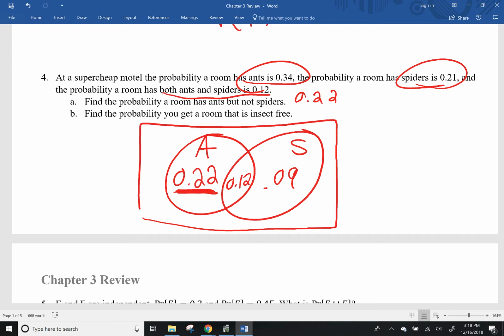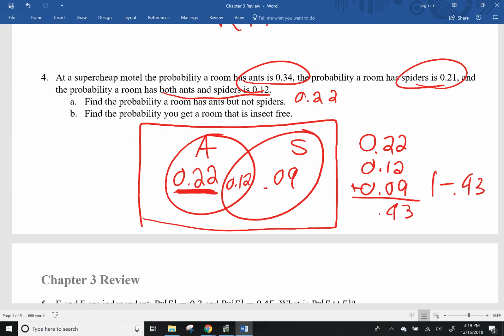The circles are, of course, the rooms with insects. Remember, probability all adds up to 1, so how much probability is not accounted for yet? 0.22 is just ants, 0.12 is ants and spiders, and 0.09 is just spiders. So this is the probability of all the insect-infected rooms, which I believe comes out to 0.43. So take 1 minus 0.43. We have our answer, the probability we get a room that doesn't have any insects in it, which should be 0.57. So 0.57 will be our insect-free room.